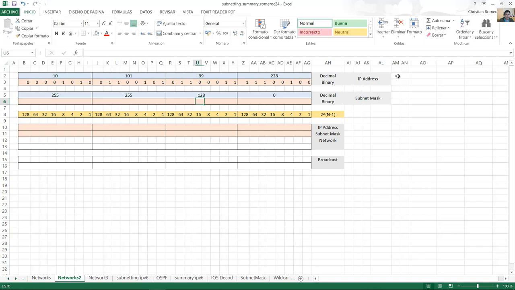The subnet mask in binary, very easy: 255, 11111111, 128, only one 1, and 0, 8 zeros.